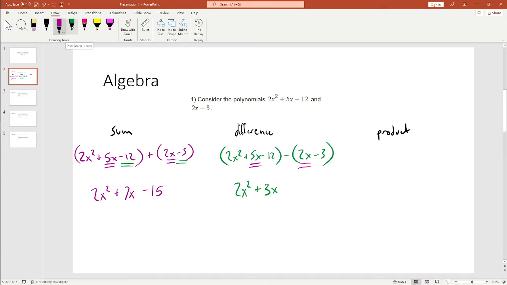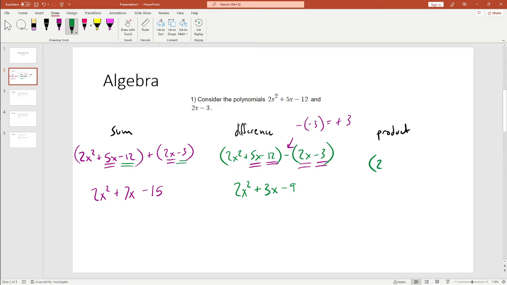And the same thing over here. If I have minus 12 and I subtract minus 3, remember, subtracting minus 3 is really the same thing as adding 3. So minus 12 plus 3 is negative 9. We can't be scared of our integer operations, guys. And product, remember, product means multiplication.